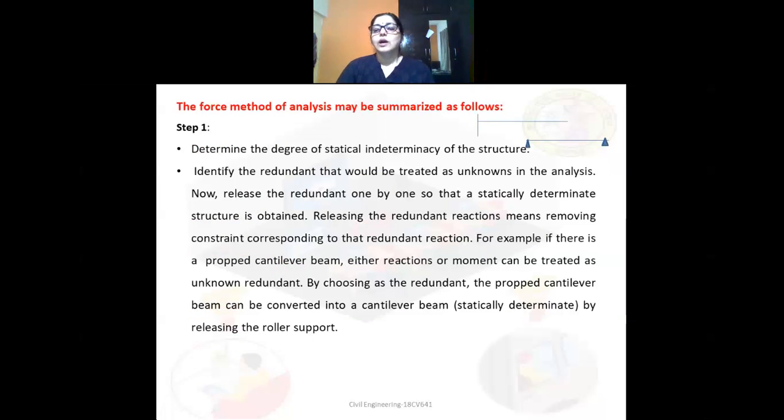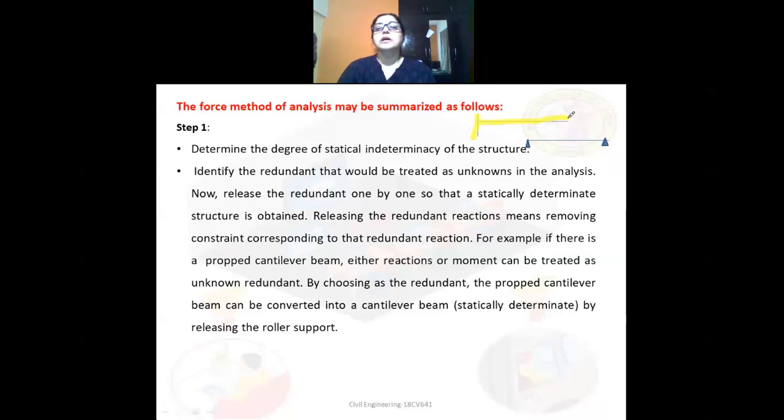So next, once we know the relationship between global flexibility matrix and element flexibility matrix, we will continue with the steps involved in solving a problem using the force method or flexibility method. So step 1, determine the degree of static indeterminacy of the structure. Let me take this structure as an example. Here, this is a cantilever beam.